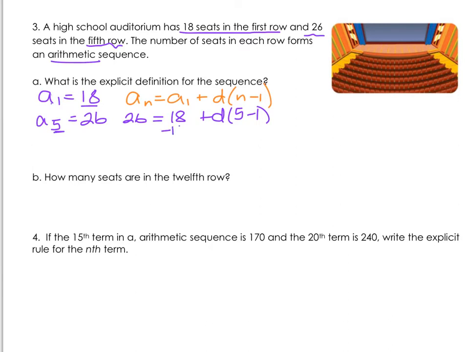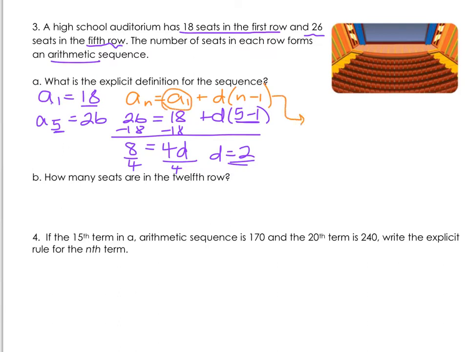Let's move that 18 over by subtracting it, and that would give us 8 on that left-hand side. Now d times 5 minus 1, well 5 minus 1 is just 4, and that would be 4 times d. If we divide both sides by 4, that will simply mean d equals 2, which means in each row we're adding 2 seats. That's not too bad. But again, we're asked to ultimately write that explicit definition. So I'm going to take this orange over here and I'm going to plug in 18 for a sub 1 and 2 for d. Here's what it'll look like.